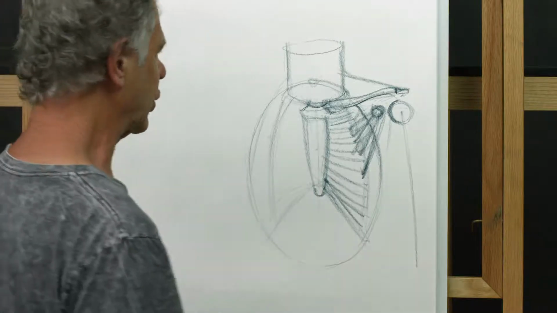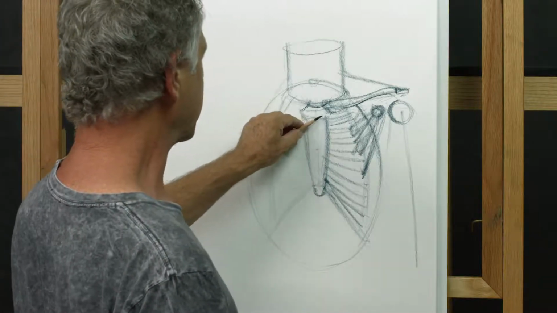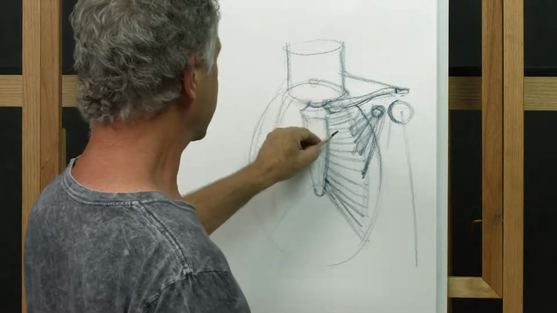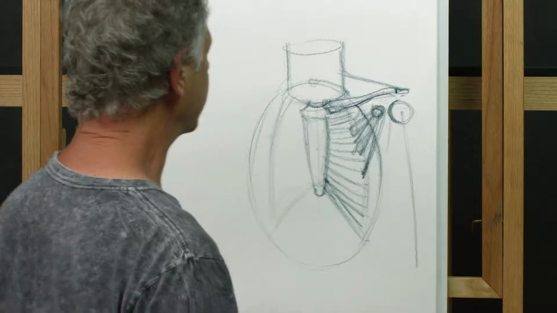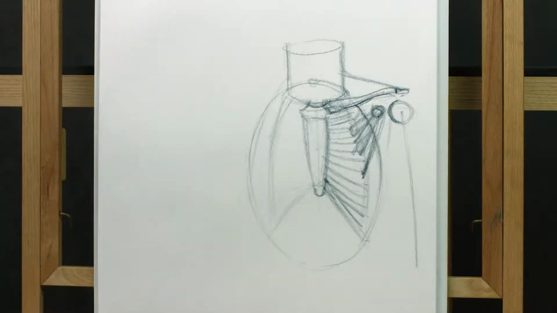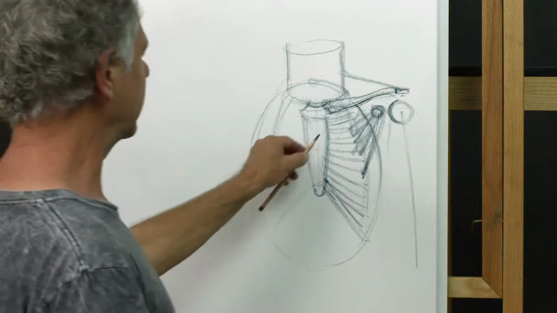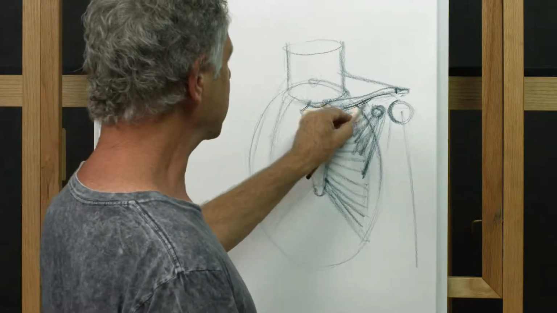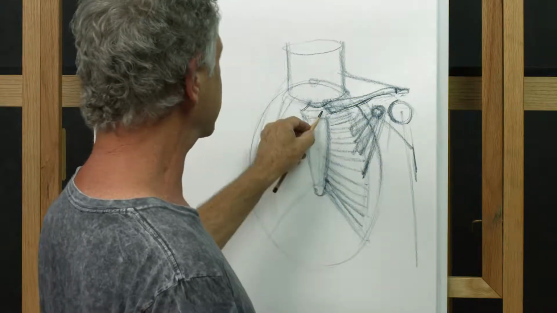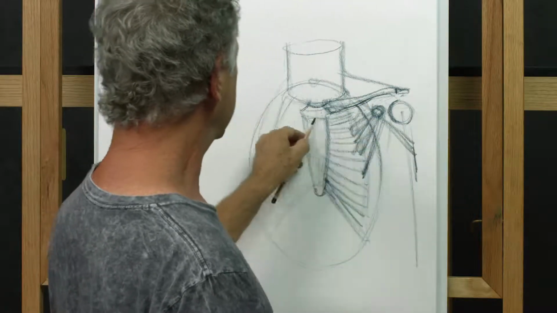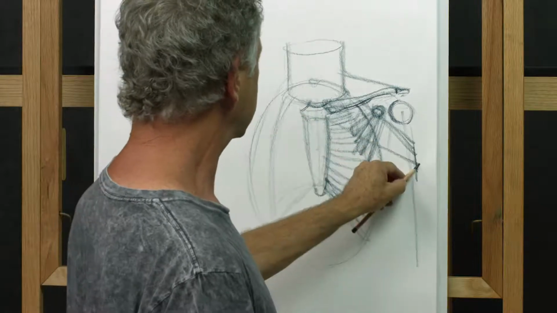The pec major has 3 portions to it. There is the clavicular part, which attaches all along the clavicle. So rather than breaking this down into smaller increments than that, I want to give a sense of that direction. This is pulling across to the outside of the stem of the humerus, pulling over here, and low.